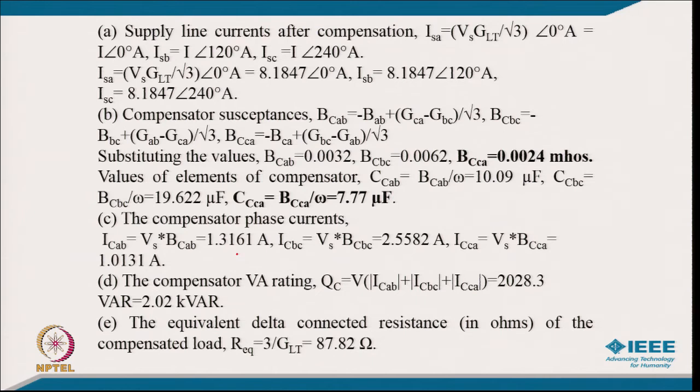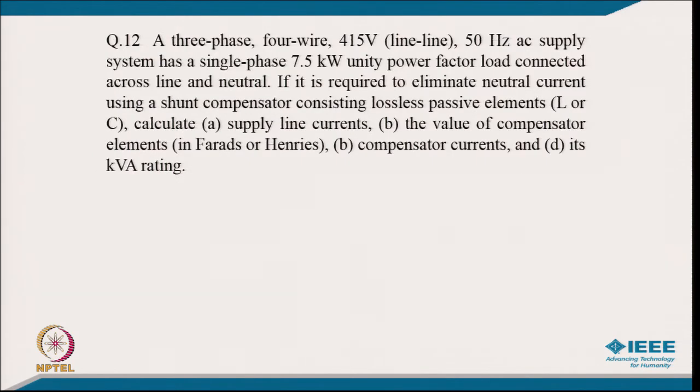So it comes to 1.3161 ampere, for line BC it comes to 2.5582 ampere, and line CA it comes to 1.0131 ampere. The compensator VA rating comes as the absolute value of these currents multiplied by voltage, so it comes to 2028.3 VA, that is 2.02 kVAR rating. The equivalent delta connected load comes Req equal to 3 upon GLT, and that comes to 87.82 ohms.